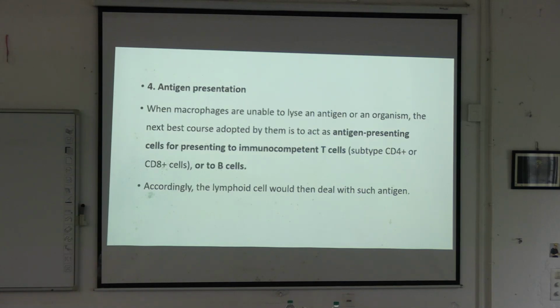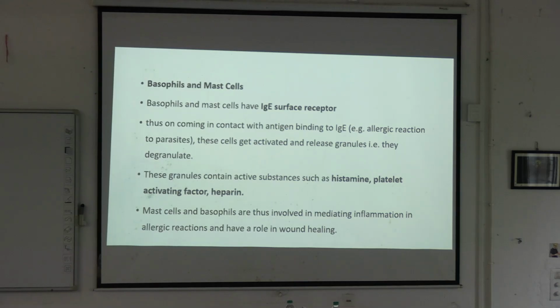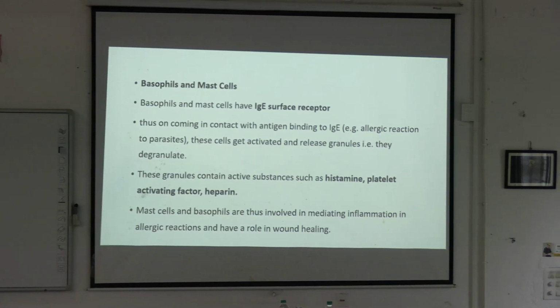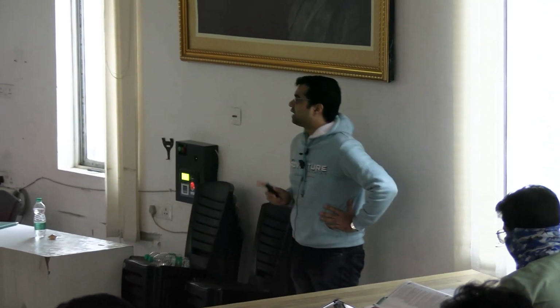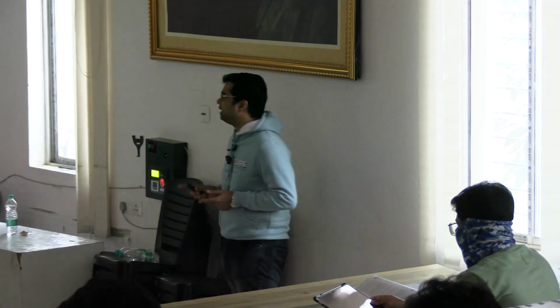Then number 4 is antigen presentation. When macrophages are unable to lyse an antigen on an organism, the next best course adopted by them is to act as antigen presenting cell for presenting to immunocompetent T cell or to B cell. Then basophil and mast cell. Basophils and mast cells have IgE surface receptor. Thus on coming in contact with antigen binding to IgE, these cells get activated and release granules, that is, they degranulate. These granules contain substances such as histamine, platelet activating factor, heparin.